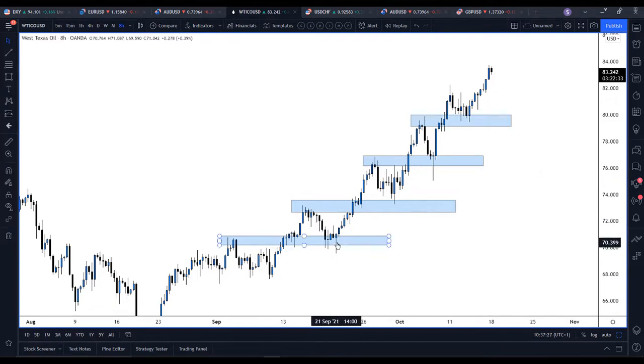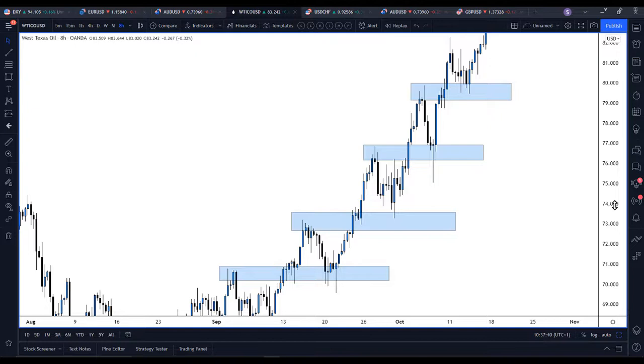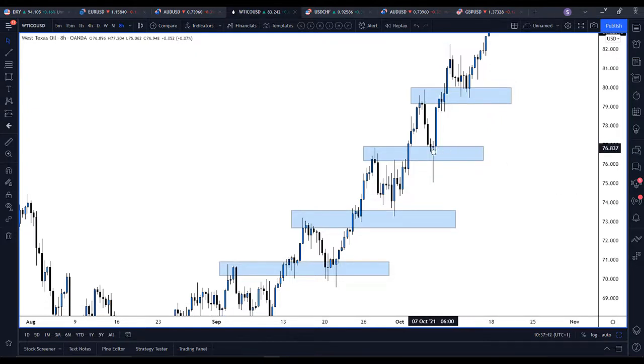Beautiful hammer candle there, look guys. You'd look for one of those at support, which is exactly what this is. Resistance becomes support, resistance becomes support. Another hammer candle there, look guys. I would have preferred a bigger real body, which is what the colored bit of the candle is called. Prefer a bigger real body on that one, but nonetheless there's a nice rejection there.